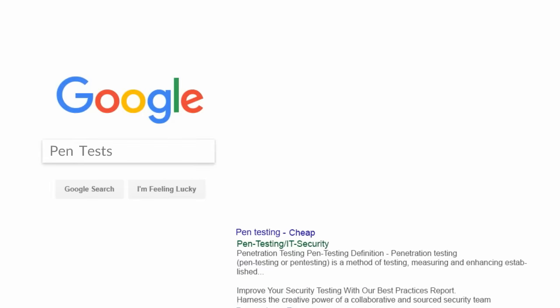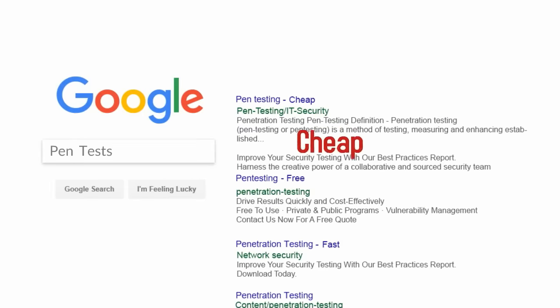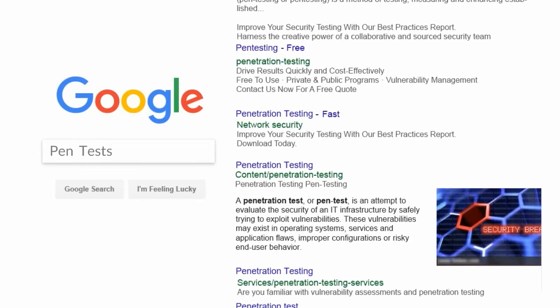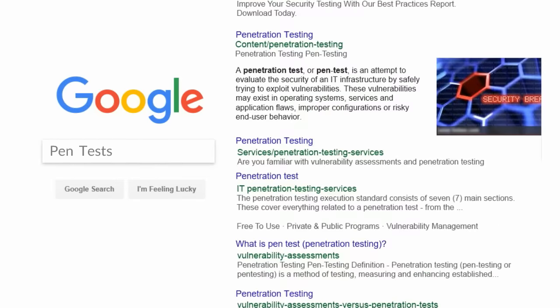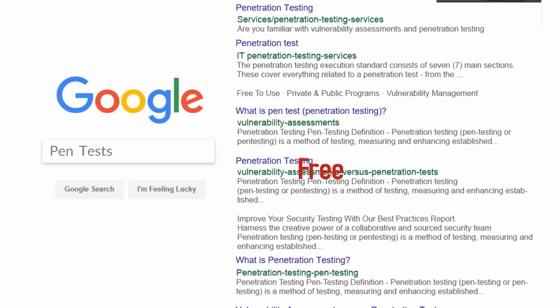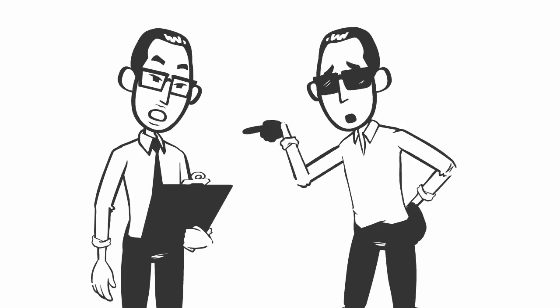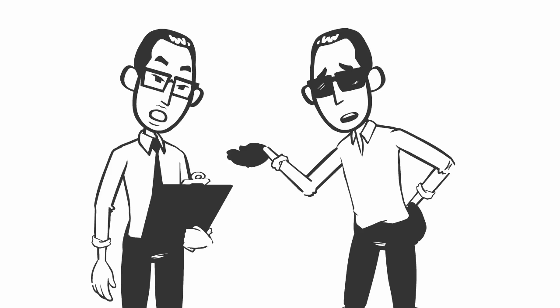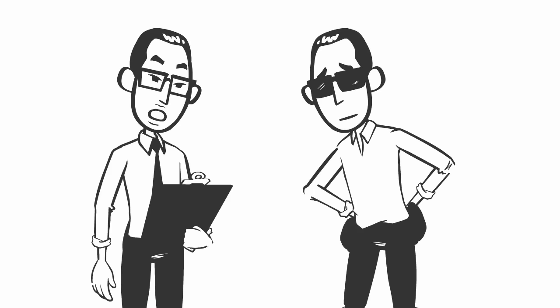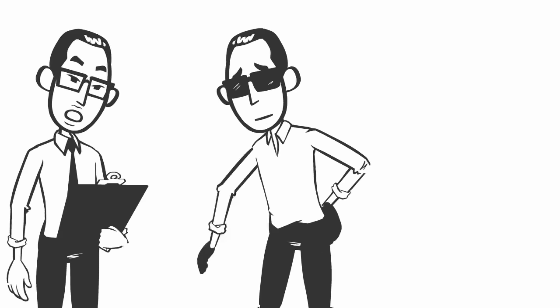If you were to Google pen tests, you would likely find an assortment of companies offering to conduct inexpensive, fast tests geared to help meet your PCI requirement or some other compliance standard. Pen tests need to be about more than checking a box. They need to be the critical starting point to improved cyber defense.